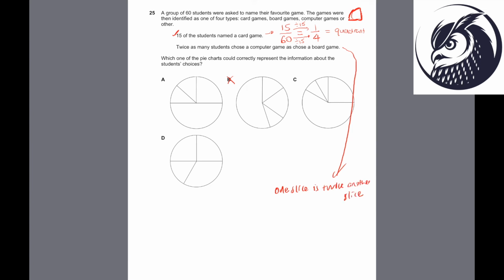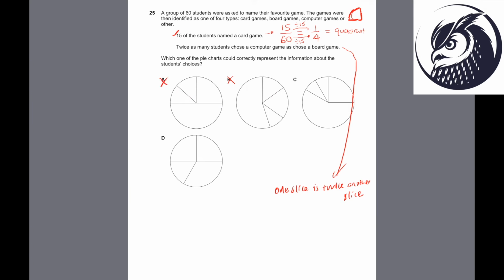Can you find the answer option with that one? Well, if you look at answer option A, guys, you've got this slice here, but this slice over here is way more than twice that slice, so it can't really be option A.